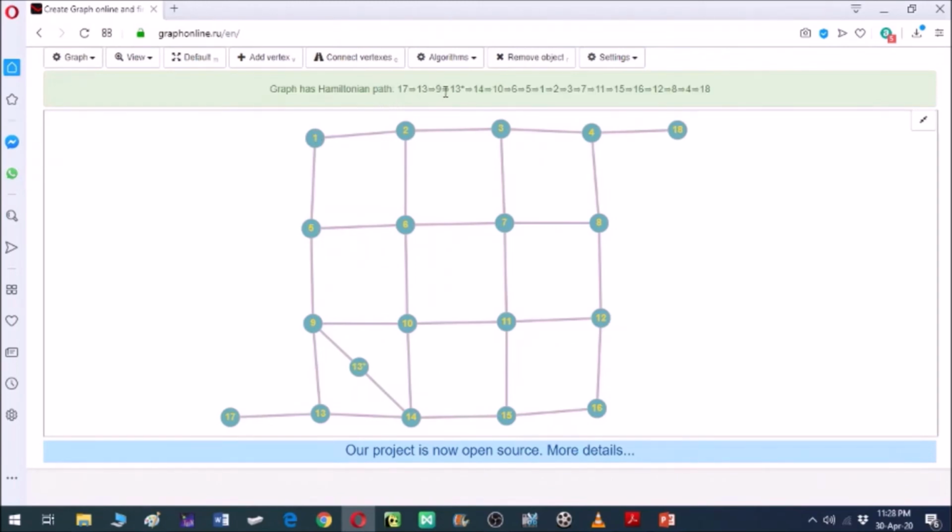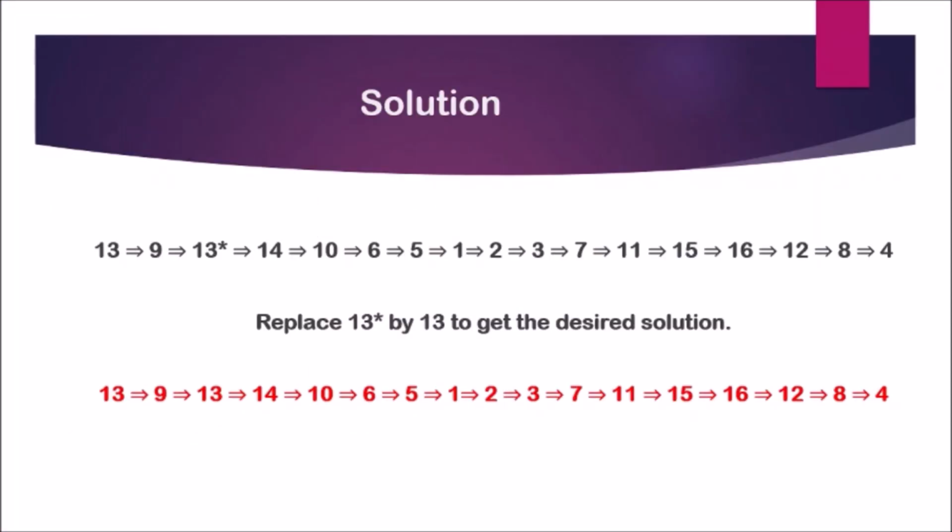Here is our Hamiltonian path starting and ending with pendant vertices. By removing pendant vertices 17 and 18, we get this path. Replace 13 star by 13 and we get our desired solution. Let us see how it looks in the given puzzle.